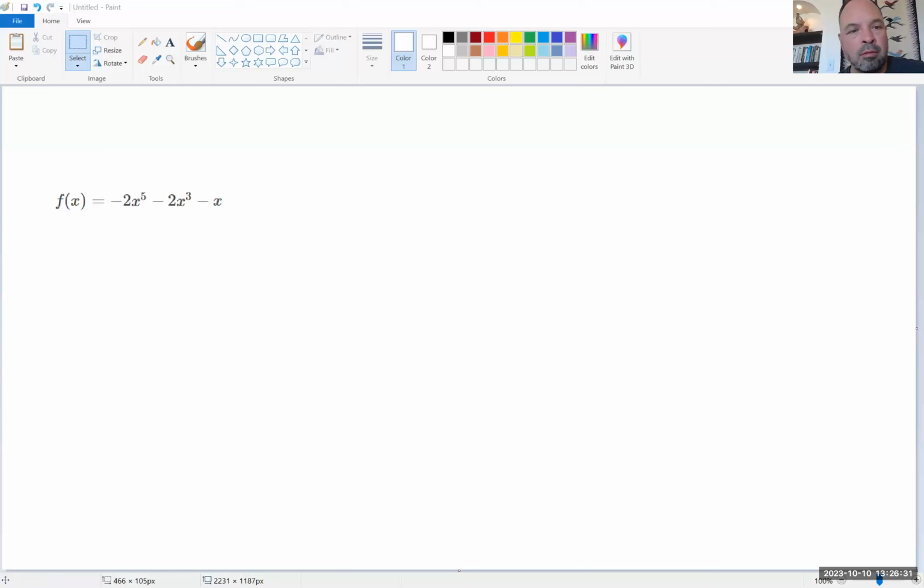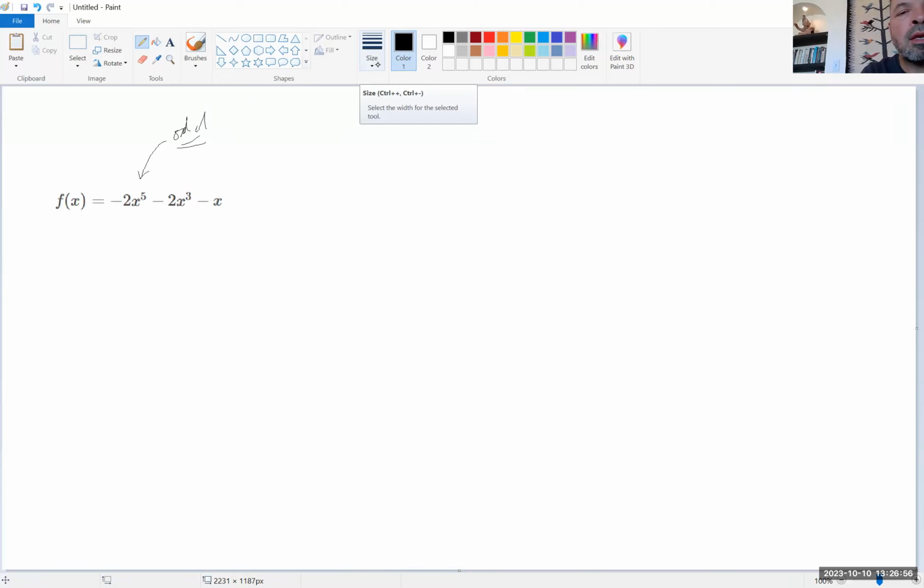We are asked to determine whether or not this function is odd or even. One hint is that if the largest exponent is an odd number, then there's a chance that the function may be odd.